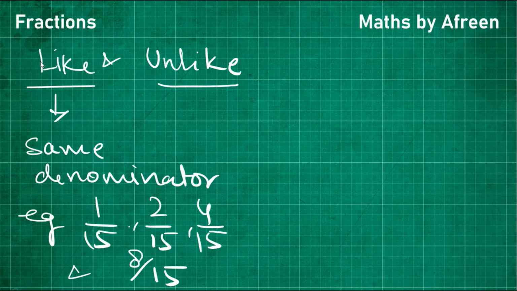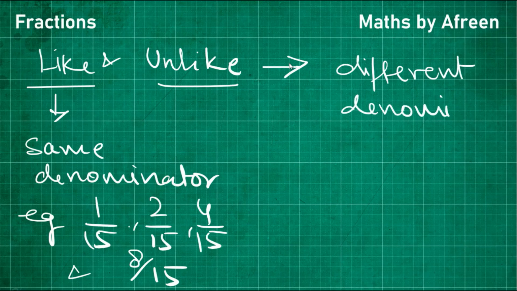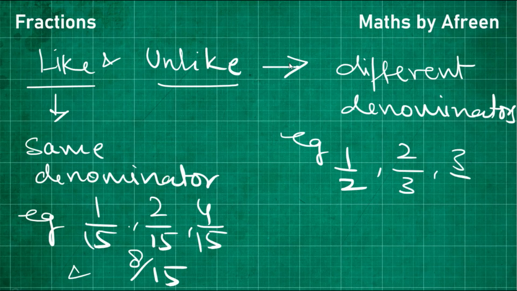Now we will talk about unlike fractions. Unlike fractions are those fractions where we have different denominators. For example, 1 by 2, 2 by 3, 3 by 4 and 4 by 5. Here we can easily see that these fractions are having different denominators.